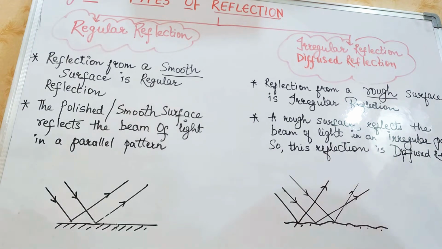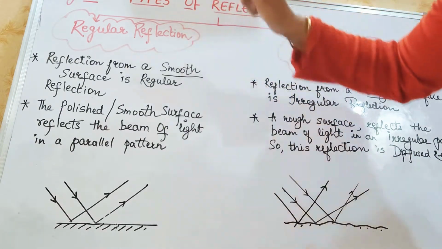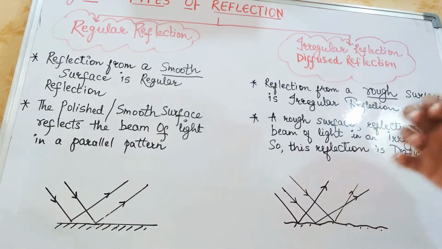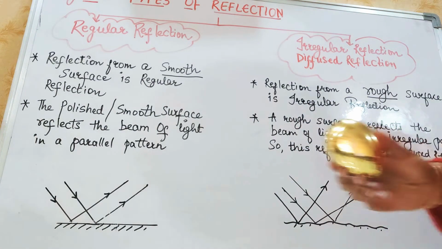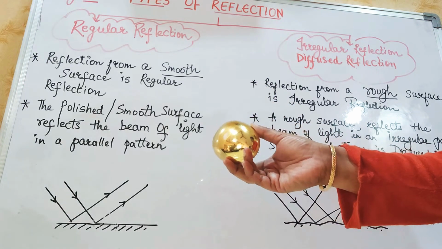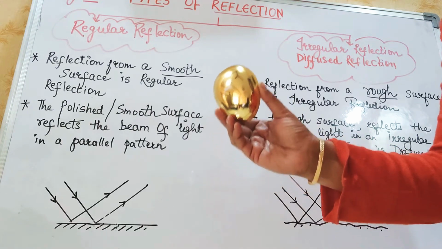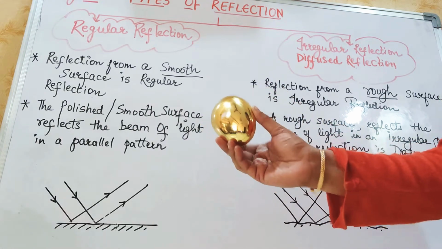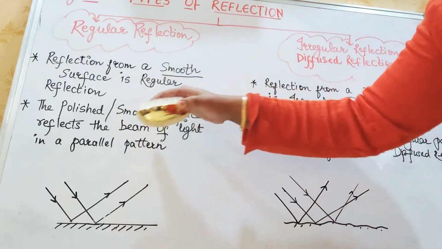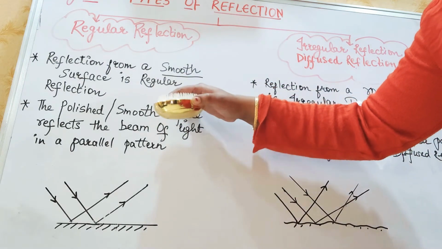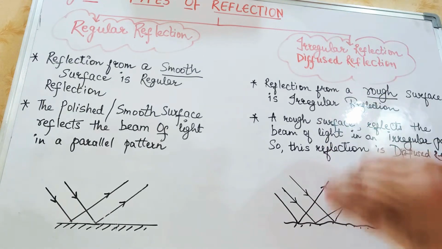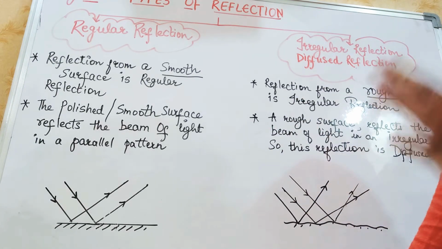Now the point is very simple. When you get the reflection from a smooth, polished surface, when I say smooth and polished surface, I'll again take you to this particular comb that we had discussed in our previous classes. This is a smooth, polished surface. So whenever the reflection happens from here, then such type of reflection will be a regular reflection. So first point, a reflection from a smooth, polished surface is called regular reflection.